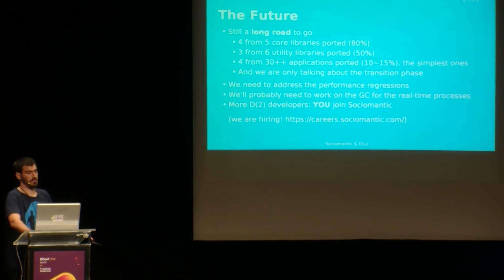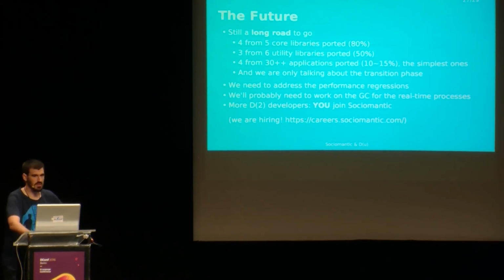So what we will have to do is address these performance regressions, so there is some work to be done in there. We might need to port the GC2, because when we start trying to migrate, we have some real-time processes that have very low latency requirements. For those, we have to see how the current garbage collector performs, and in case it's not good enough, we will have to do something about it, probably making it concurrent or something.